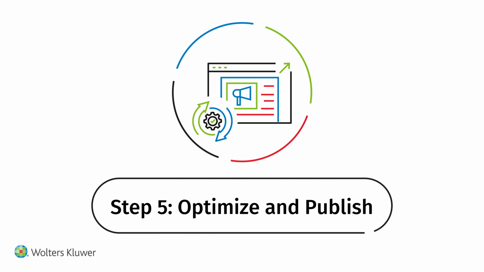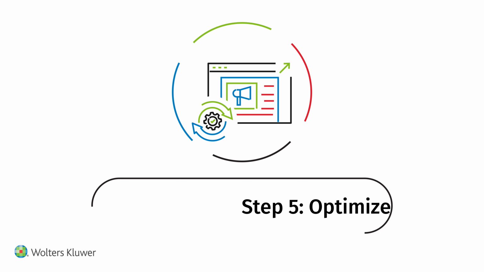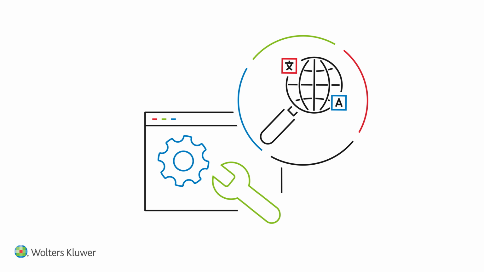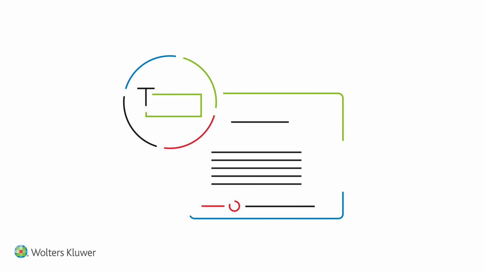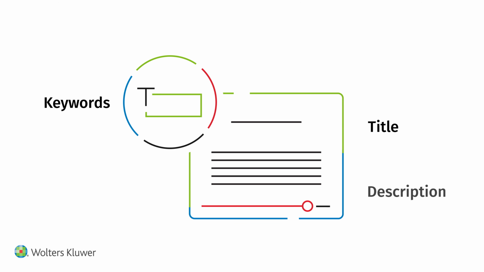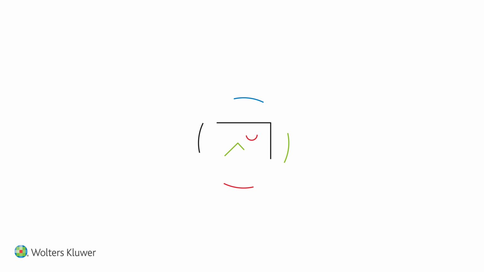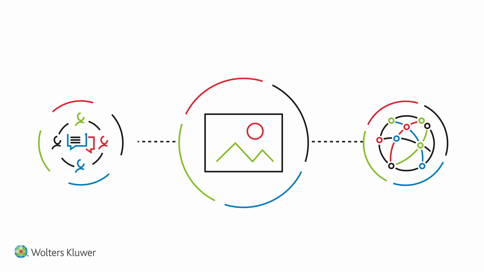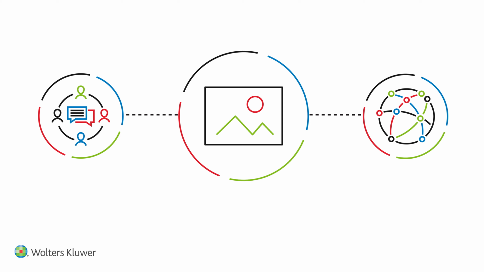Step 5. Optimize and publish. Before sharing your video abstract, ensure it's optimized for search engines. Incorporate relevant keywords in the title and description. Create an appealing thumbnail that reflects your research and make it easily shareable across social media and academic networks.